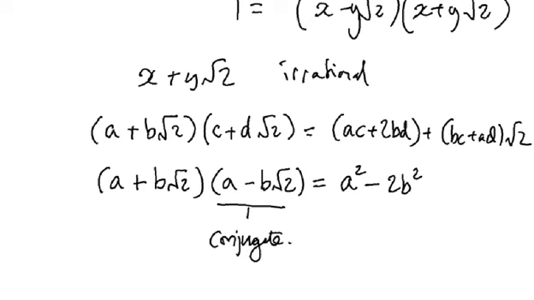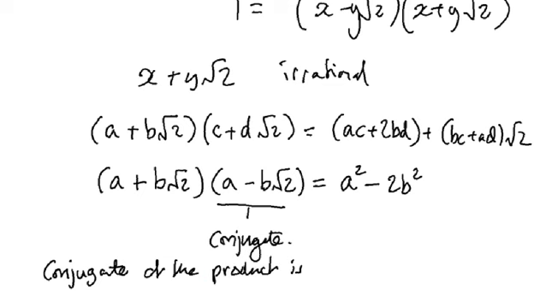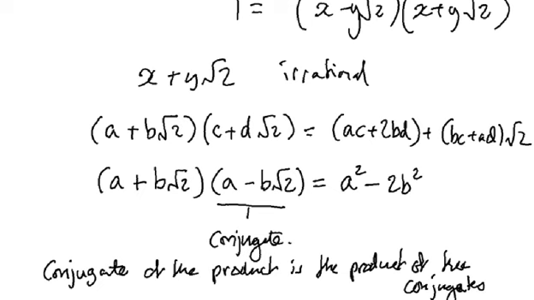And the beauty of this is, if you multiply two numbers together and take the conjugate, you can do this yourself. This is a good little exercise. The conjugate of the product is the product of the conjugate. So basically what I'm saying is if you multiply two algebraic numbers together and then take the conjugate, well, that's the same thing as multiplying the conjugates in the first place.